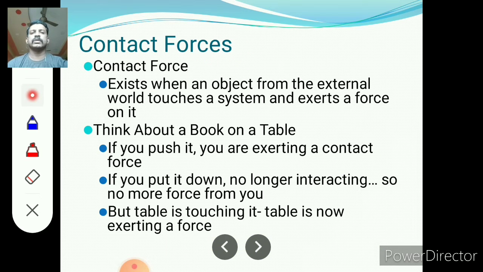Contact force exists when an object from the external world touches a system and exerts a force on it. So the main part here is contact between two objects. Think about a book on a table. If we push it, we are exerting a contact force. If you put it down, you are no longer interacting, so there is no more force from you. But the table is touching it, and the table is now exerting a force.